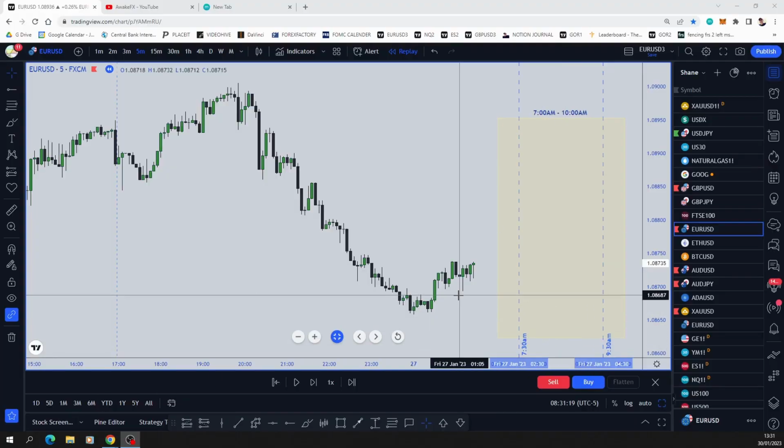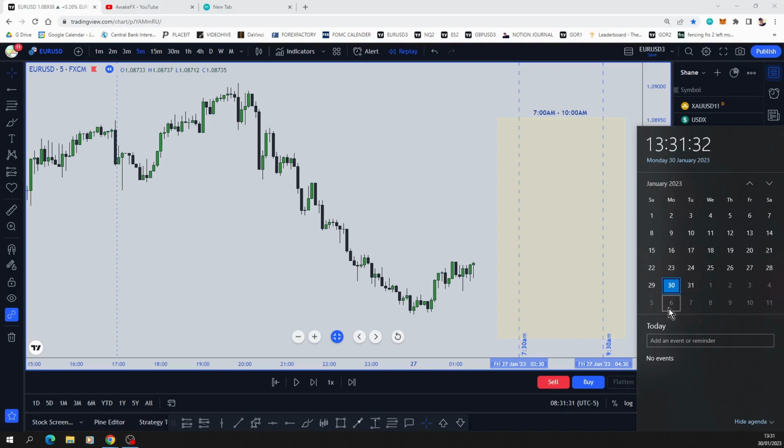So we're looking at the euro-dollar chart here, guys. It's a 5-minute chart, so each candle represents 5 minutes. And this is how it was looking last Friday morning. So today is Monday, the 30th of January, 2023. And I'm just doing a chart replay here of last Friday. So it's not a live trade here or anything like that. I'm using bar replay to show you the setup, how it occurs in this time slot that we mentioned in our last video.